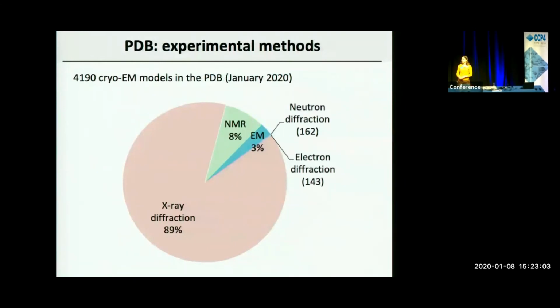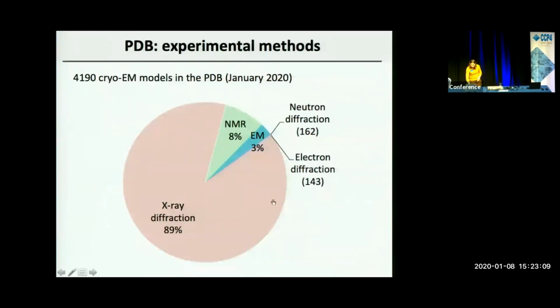So I checked a couple of days ago. That's a quite recent number. And this graph here shows the experimental methods which have been used to determine structures that are deposited in the PDB. So the main method is X-ray diffraction with 89%, and that's followed by NMR, 8%, and finally we have cryo-EM with 3%. So cryo-EM is now the third major method to determine structures.